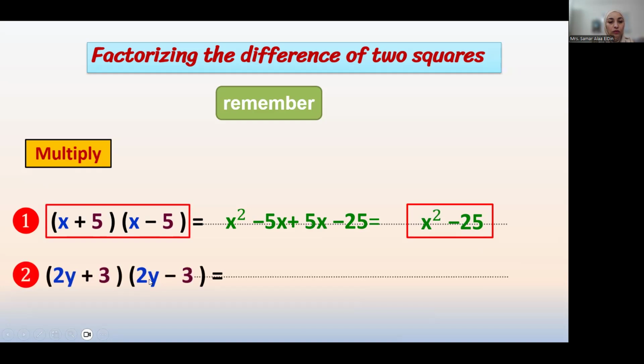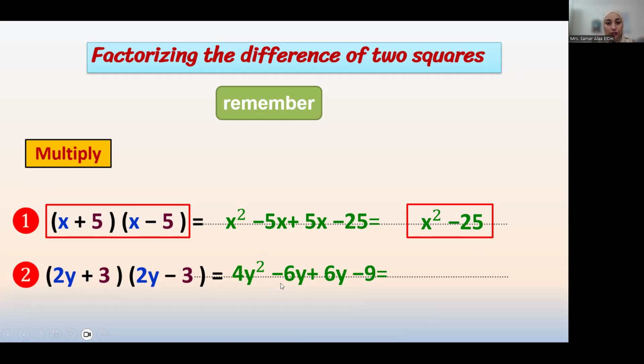2y plus 3 times 2y minus 3. First, we multiply 2y by both terms in the second bracket. 2y times 2y is 4y to the power 2. And 2y times negative 3 is negative 6y. Now we multiply 3 by the two terms in the second bracket. 3 times 2y is 6y, and 3 times negative 3 is negative 9.